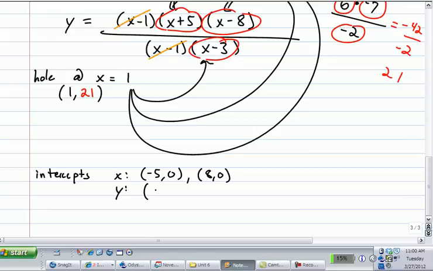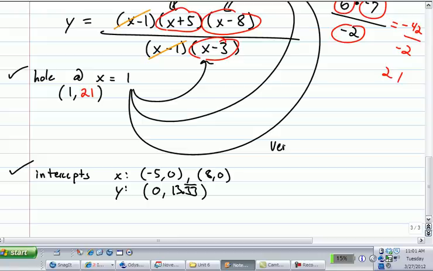What would that be? 40 thirds. 13 remainder 1, so 13 and a third. 13.33 repeating. Okay, so check. We verified where the holes are on the graph. We've got the intercepts. Now we just need the vertical asymptotes.